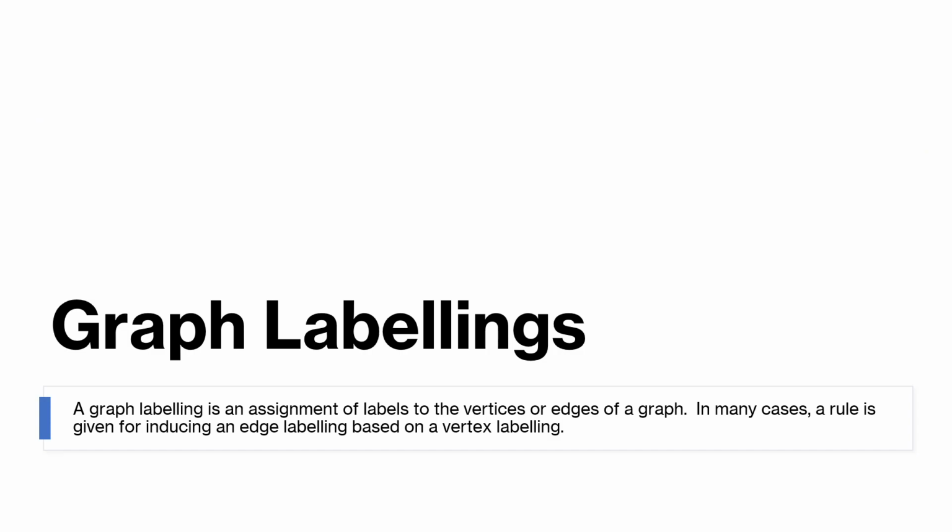So the first topic I'll mention is graph labellings. A graph labeling is an assignment of labels to either the vertices or the edges of a graph, and in some cases both. And actually, in a lot of cases, some of the most highly studied problems are where a vertex labeling is given, and then there is some rule for inducing an edge labeling based off of that vertex labeling.